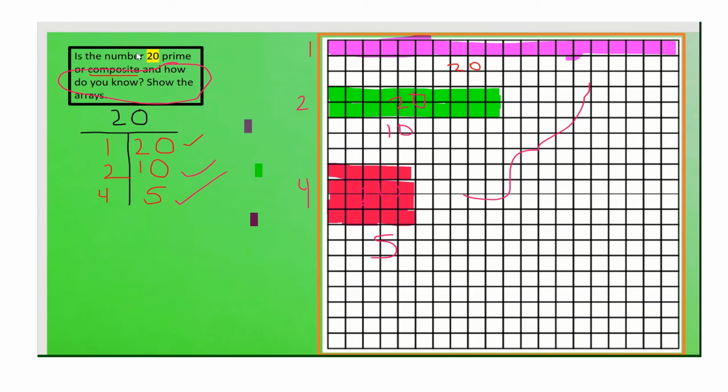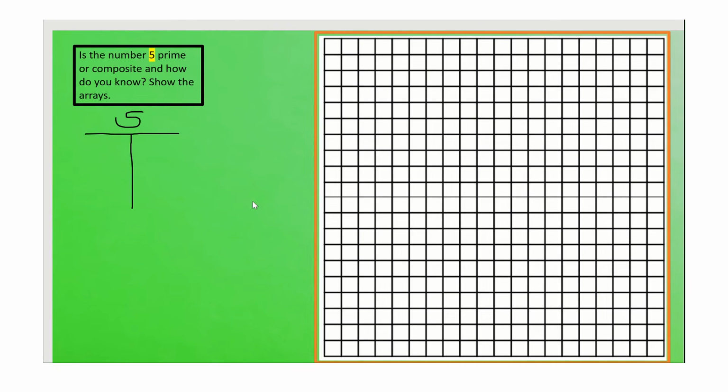All right, in this example, the question says, is the number 5 prime or composite? How do you know? Show the arrays. So again, the first thing we're going to do is list the factors of 5. So this is right from our factor guide foldable.